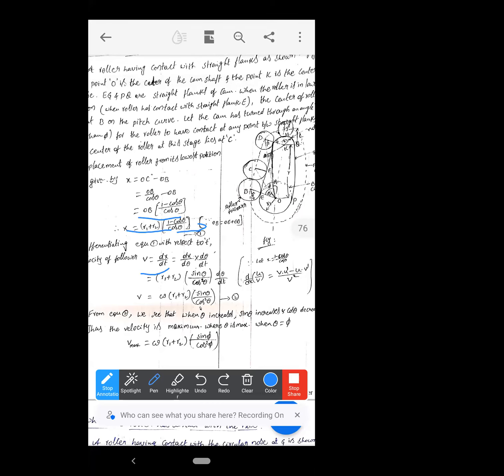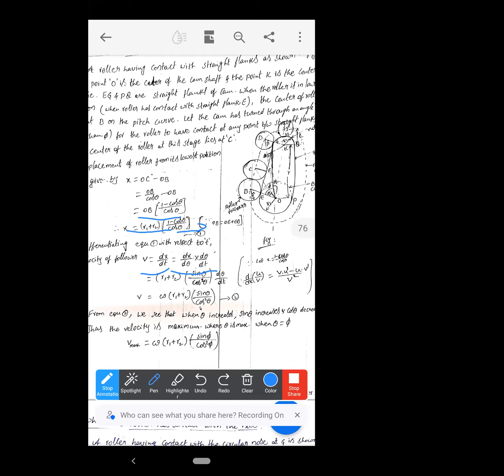So that is the dx by dt. In this, dx by dt is there. Our equation does not have any t terms, so it may also be written as dx by d theta into d theta by dt. Why? Because of theta, our dx by dt into dt.